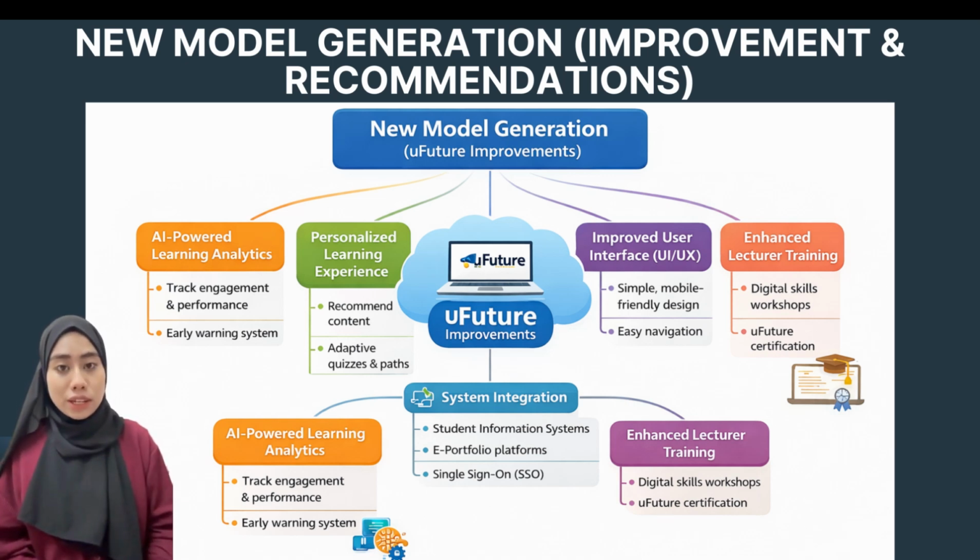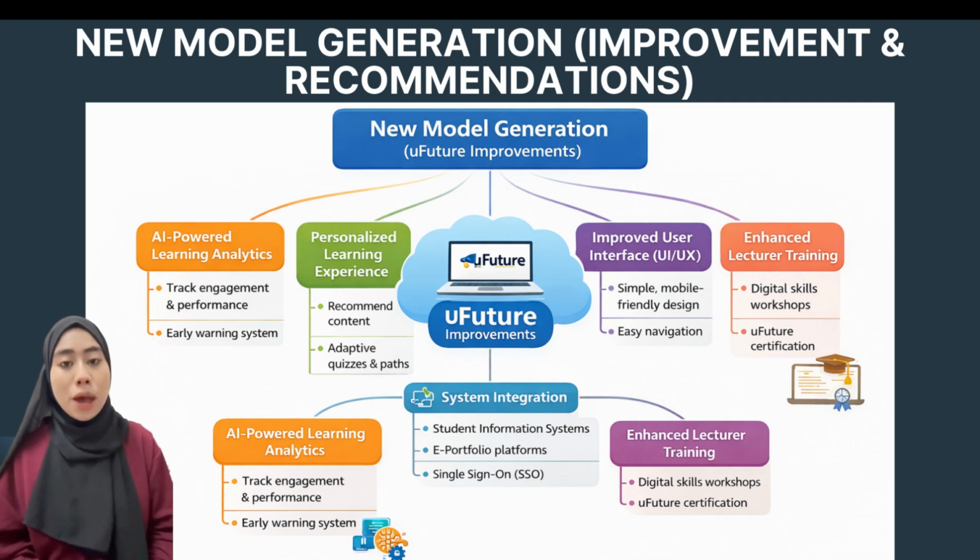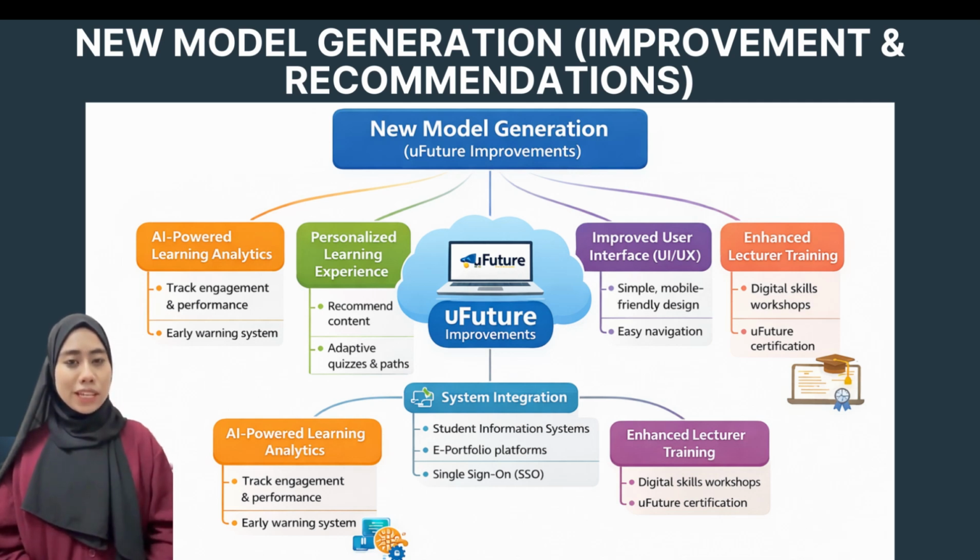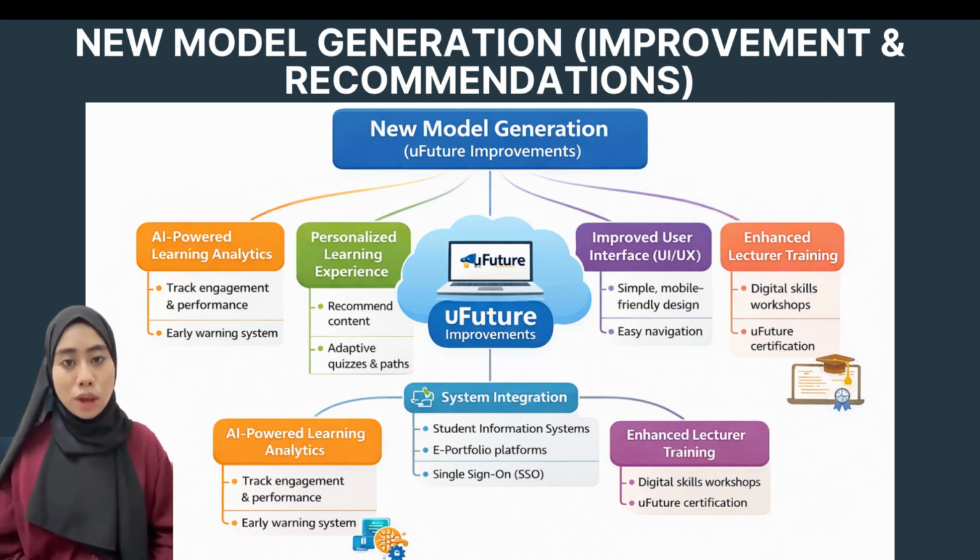Okay, now I will move on to the third part of the HINGE approach, which is new model generation. New model generation focuses on improving the current UFuture system by using a higher level of digital maturity and modern technology. The first recommendation is AI-powered learning analytics. With AI, UFuture can track student engagement and also academic performance. It can also provide early warning alerts for students who are at risk, so lecturers can give support earlier.